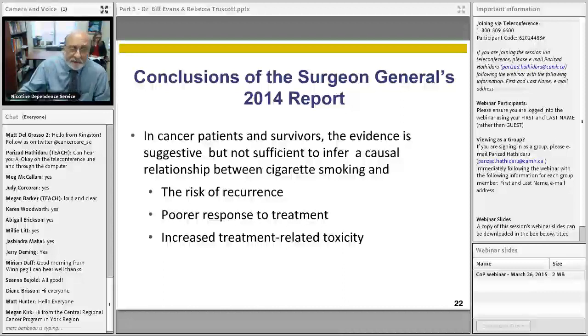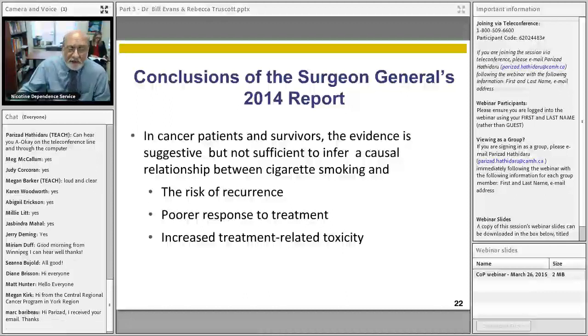And although the evidence is a little less robust and not really sufficient to infer a causal relationship for these other items on the screen now, there still is a fairly good amount of evidence to suggest an increased risk of recurrence for certain types of cancer when the patient continues to smoke. There is evidence to suggest that in some cancers and with some drugs there's a poorer response to treatment. And there's certainly evidence to show increased toxicity as it relates to radiotherapy and surgery.